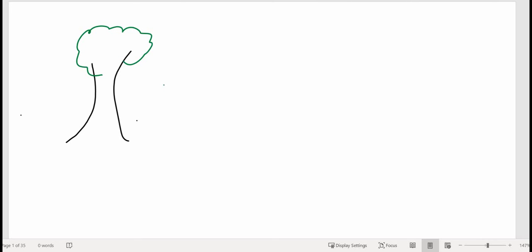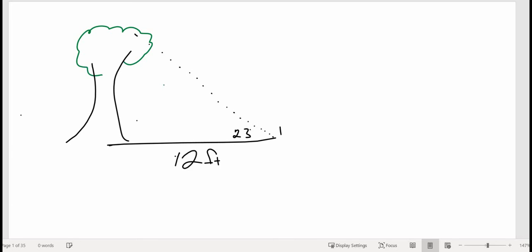All right. So let's say that we have this tree, and it casts a shadow that is 12 foot long. And if you look up to the top of the tree, the angle of elevation is, let's just say, 23 degrees. The question would be, how tall is the tree? So you got any ideas where to start?